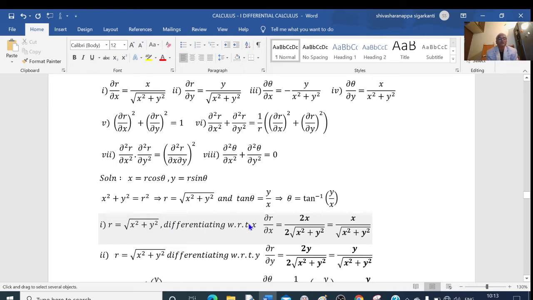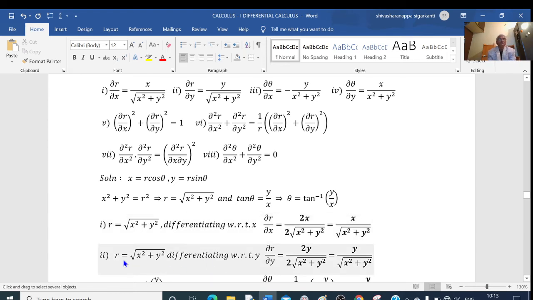Differentiating this with respect to x, we get ∂r/∂x equal to first root derivative, 1 by 2 root of x² + y², into the derivative of x² + y², which is 2x. So here 2 gets cancelled. We are getting x by root of x² + y². This is our ∂r/∂x.